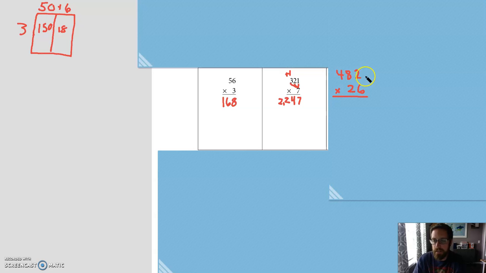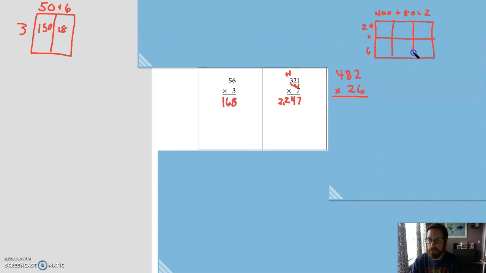All right, now let's get into something we haven't talked about yet, a 3-digit times a double-digit number. And just like I said over here, nothing else changes except we just have to multiply one more place value because now we have the hundreds over here. Okay, so if we were going to do area model, I would have to make a 3 by 2 because I'd have to go 400 plus 80 plus 2. Then I'd have to have my 20 plus 6. And there we go. Now I got my 3 by 2, okay?